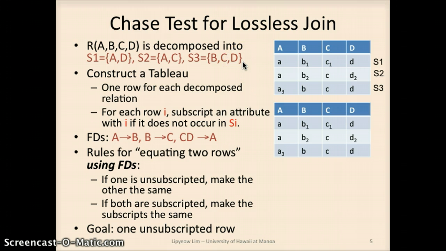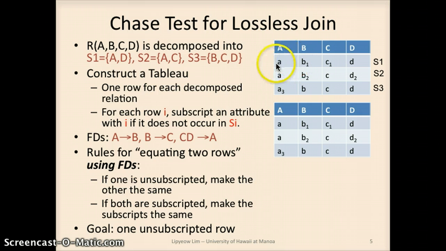Now what we do is we construct what's called a tableau, which is a French word for a table. The tableau is going to have one row for each decomposed relation. So row 1 is for S1, row 2 for S2, row 3 for S3. For each row, we subscript an attribute if it does not occur in Si.